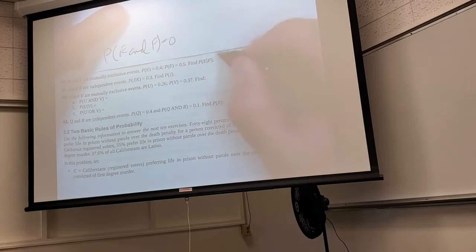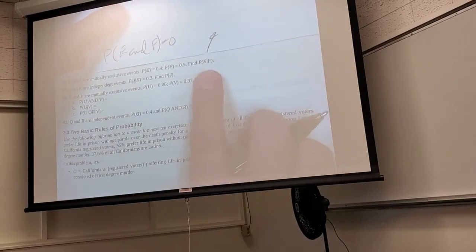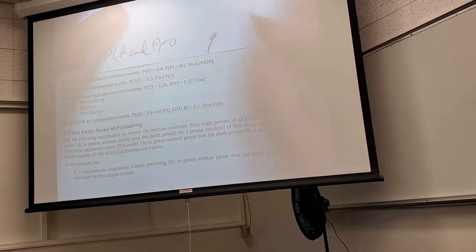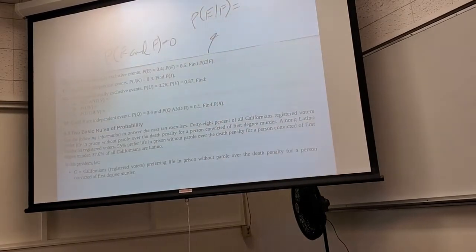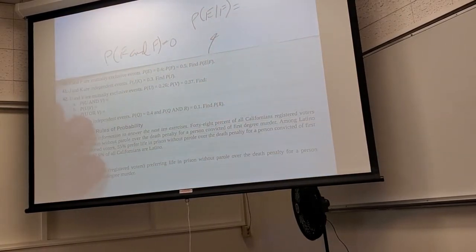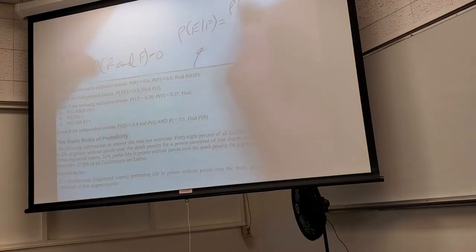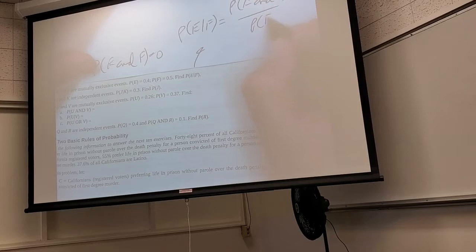Now somebody else help me out. They asked me for the probability of E given F. Can somebody tell me what that formula is? Maybe it's up on the board. Probability of E and F over probability of F.